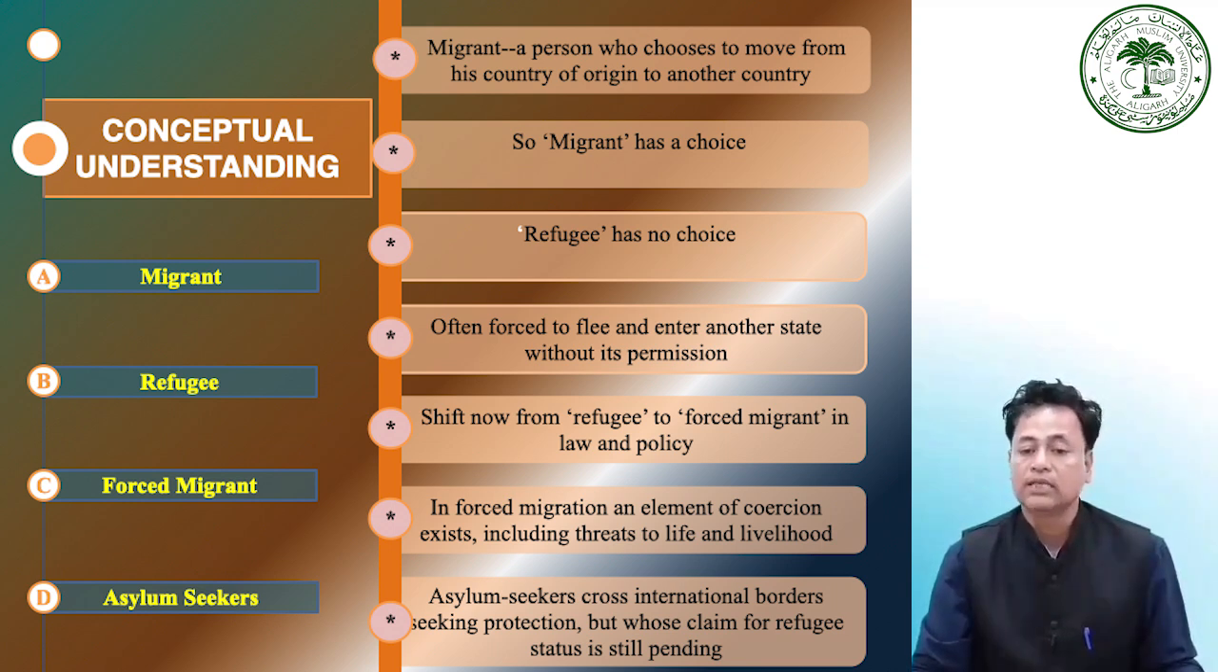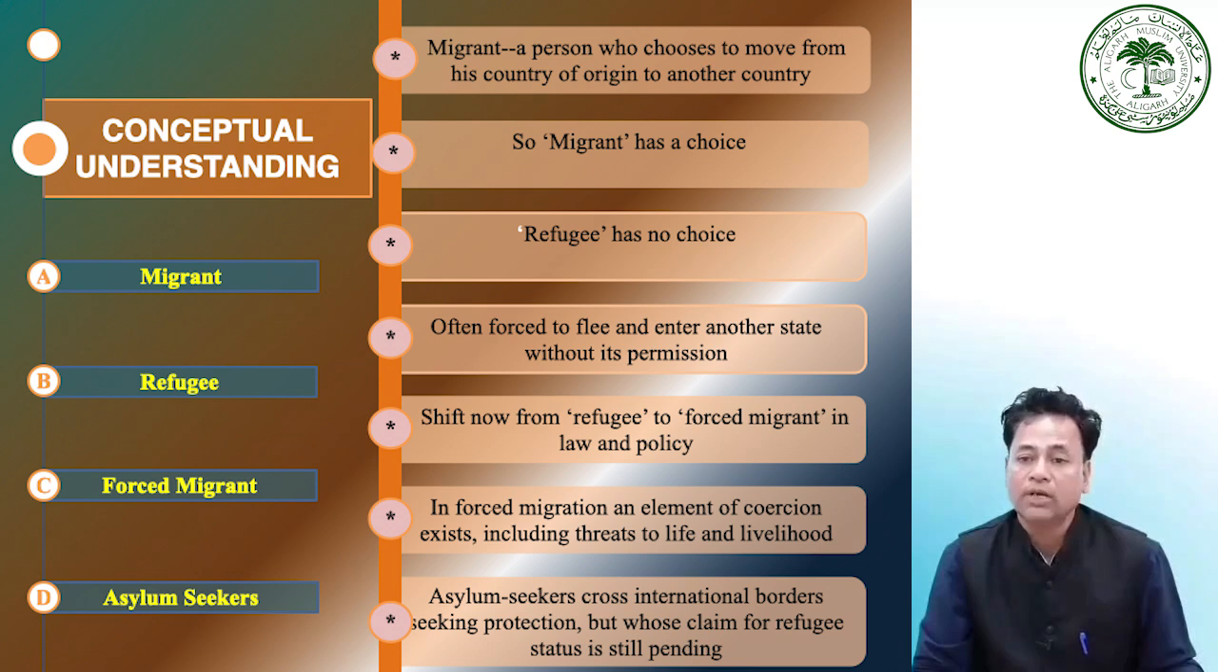However, in recent years there is a shift from refugee to forced migrant in both law and policy. Forced migration is defined as migratory movement in which an element of coercion exists, including threat to life and livelihood, whether arising from natural or man-made causes. Earlier we talked of only migration, now we are talking of forced migration, and instead of the word refugee, most countries are now using the term forced migrant. Somehow there is an element of coercion, and there are problems to their right to life and livelihood, and that is the reason they are going to another country.